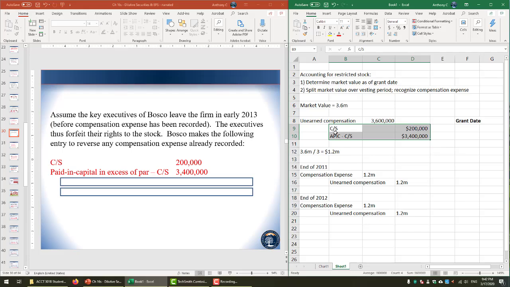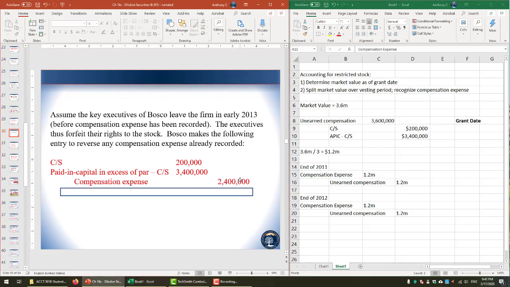The other two accounts we're dealing with then are unearned compensation and compensation expense. Since at the end of 2011 and 2012, we would have made a debit to compensation expense for 1.2 million, in total that means we made debits to compensation expense for 2.4 million. So we're just going to reverse that now. We're going to credit compensation expense for 2.4.